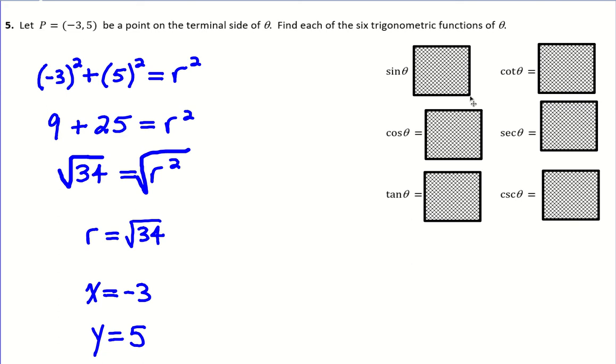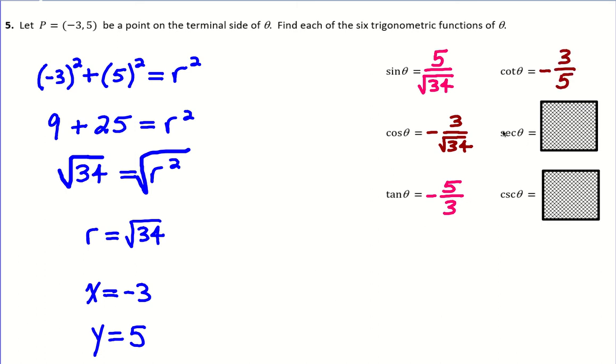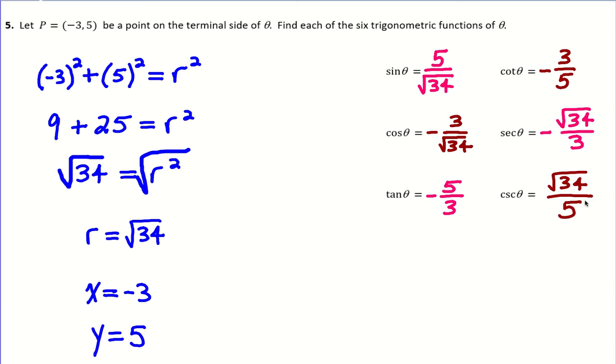And so bottom line, x is this, y is this, and r is this. And that's all you need to get the sine being y over r, cosine being x over r, better know that, tangent being y over x, better know that. And then, again, a lot of recurring themes here. To get the other 3, you can just flip the proper other ones. So cotangent, you flip tangent. To get this one, you flip cosine. To get this one, you flip sine.